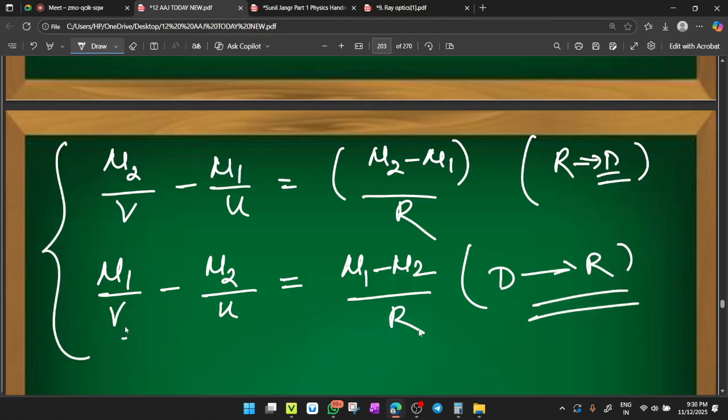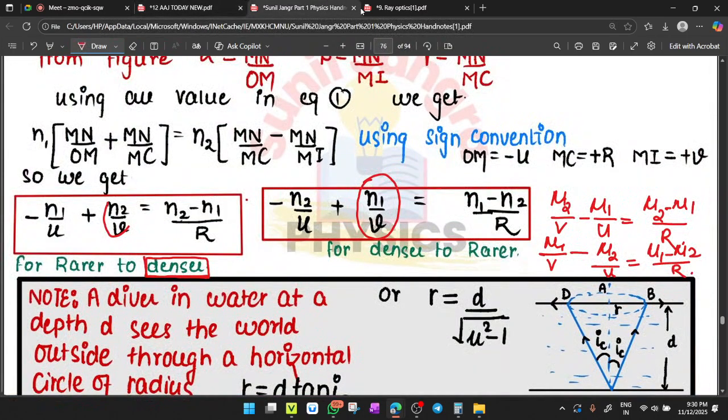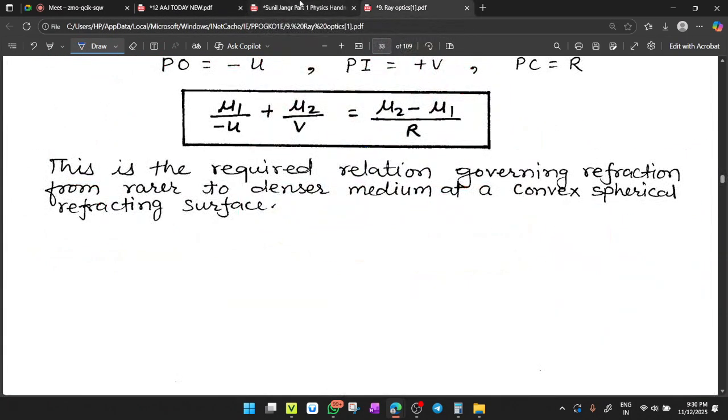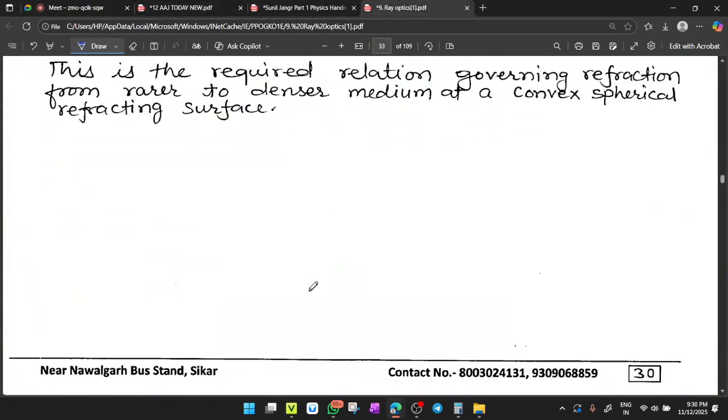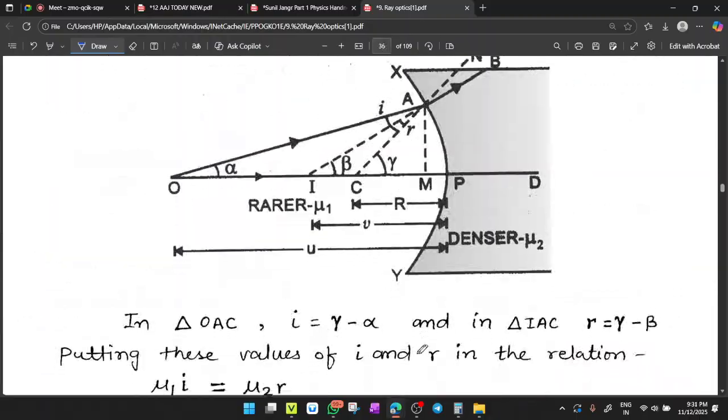Clear? Most of the numericals have been asked from these two formulas. And we have to use these formulas for the lens maker's formula next. Clear? Should we continue, students? So our next topic is lens.